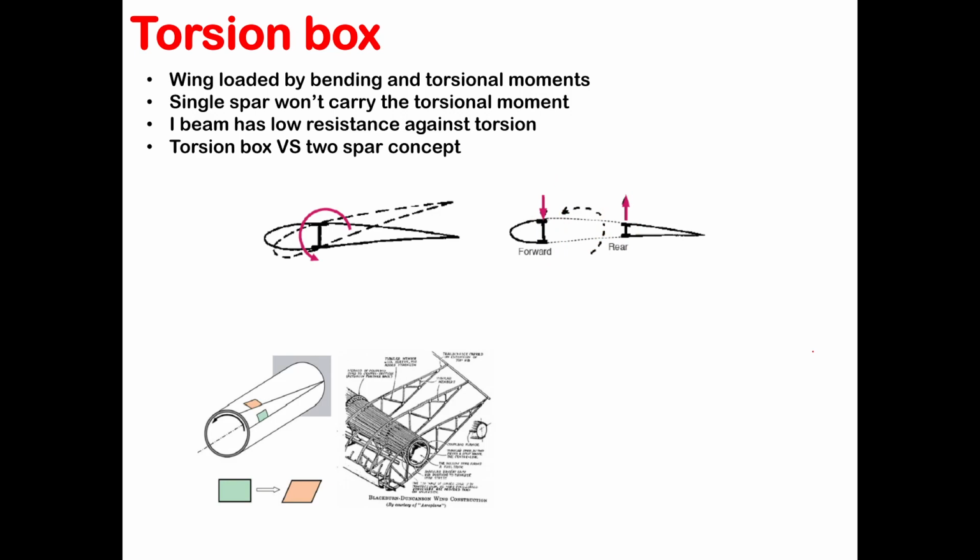But you may want to ask, why do we use the torsion box? The torsion box actually exploits the torsional resistance of this closed box structure. So when you have a closed box structure, your structure is going to resist torsion better than an I-beam, right? It's going to resist the torsion better than the two-spar concept that we have here. Okay.